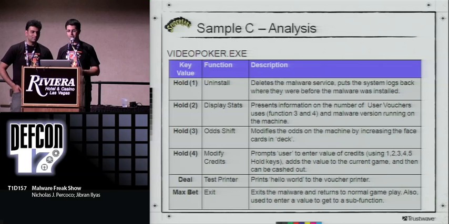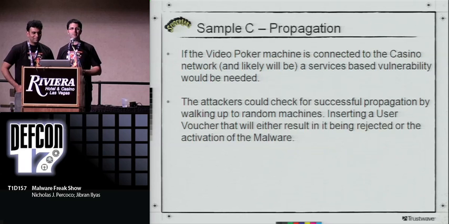Then, of course, you can modify the credits, and the thing that's even more interesting is being able to modify the credits or shift the odds. And when you modify the credits, you can enter in what you want that system to actually have on it, and then, of course, cash it out. So propagation, similar type of thing. If these things are all networked together, what can you actually do from there?